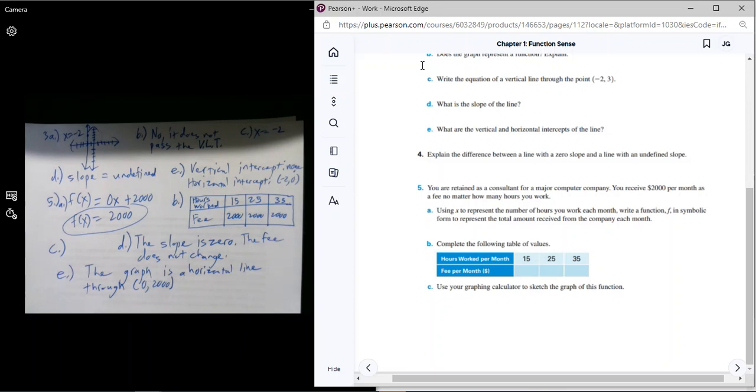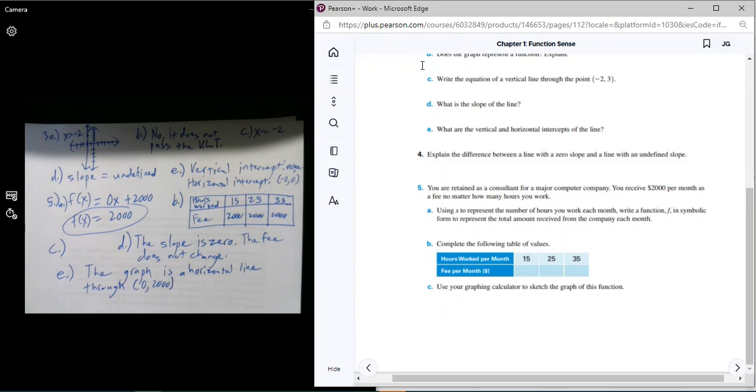All right, and let me just tell you why we put through 0, 2,000. Because if we go lower than x being 0, it would be negative, and you cannot work negative hours. So in all practicality, the graph will basically start at 0. And so that's why it says through 0, 2,000.